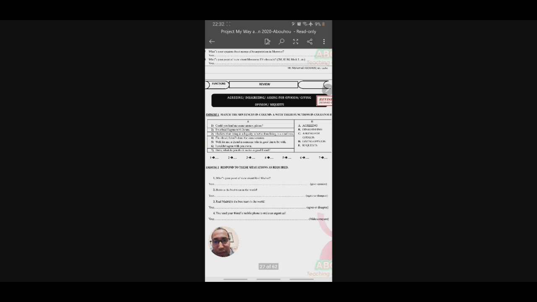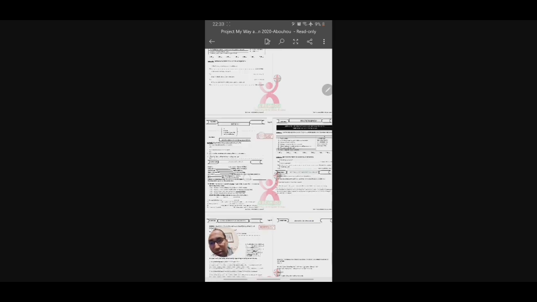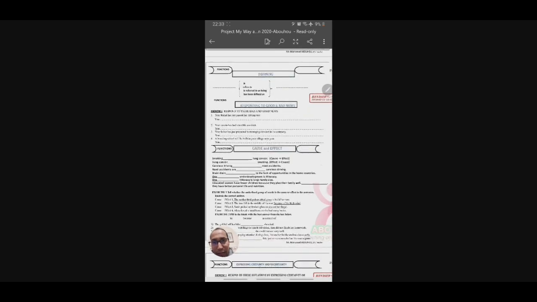National exams, we have them like this for functions. For example, you have to decide whether this sentence is disagreeing or giving opinion, request, and so on. If you notice, we have 2 pages per paper, to save time and money and printing for students. Then we have defining, and then we have responding to good and bad news. This lesson we're going to do in Gateway to English in Unit 10.